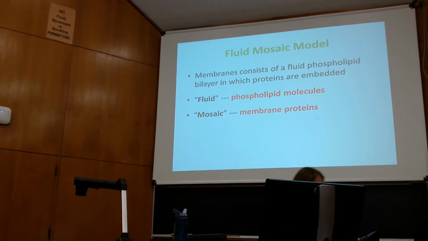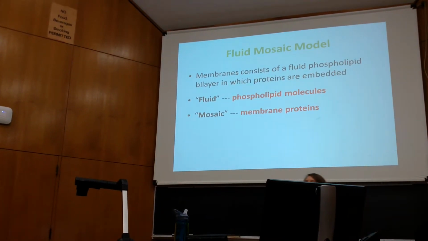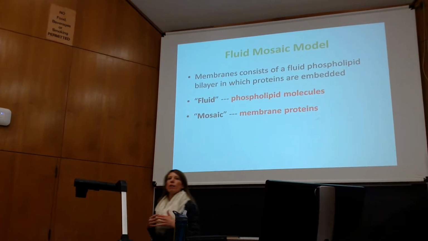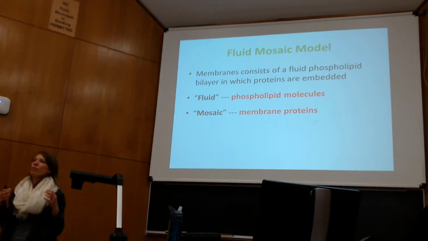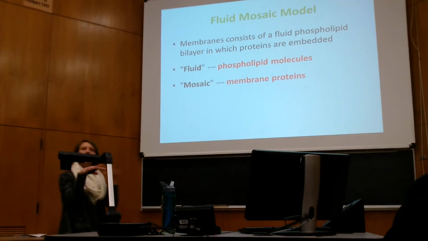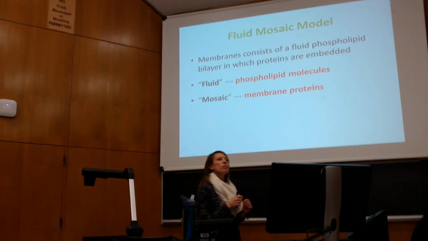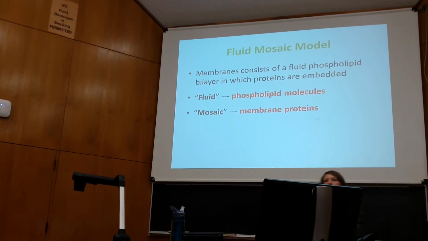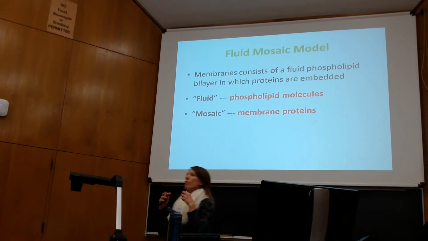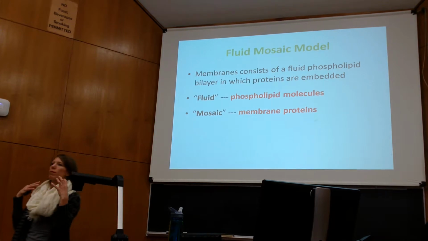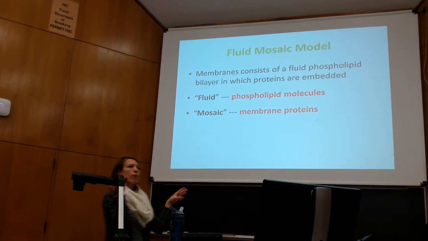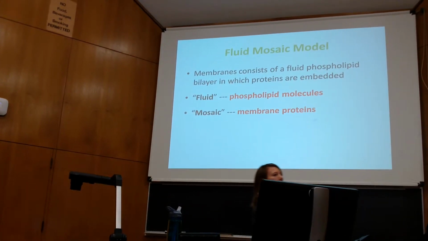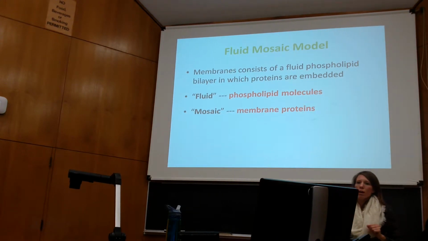Okay, so our cell membranes are described by the fluid mosaic model because the phospholipids are very fluid, constantly moving, and it's a mosaic because within this phospholipid bilayer we have proteins scattered throughout, right? Not really a specific pattern. They're found throughout the membrane. Depending on the cell type, you'll have different types of proteins.